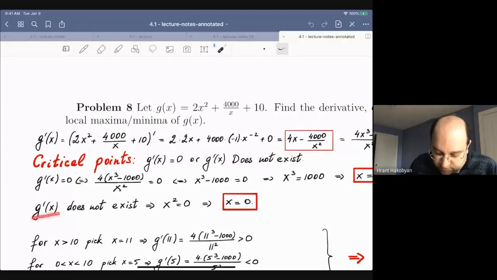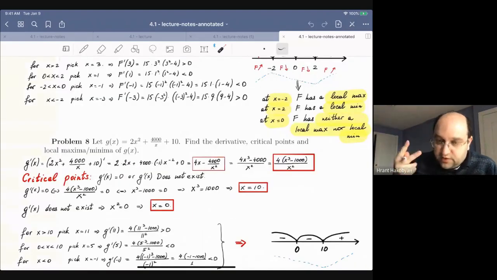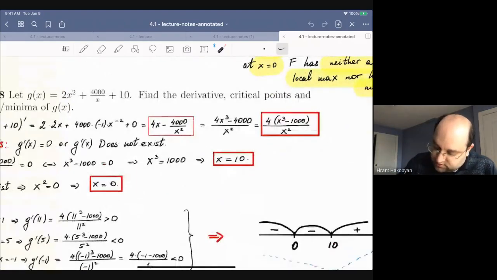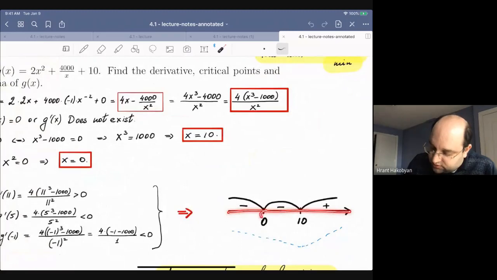Similarly, g prime of x does not exist. That means the denominator has to be equal to 0, so x has to be equal to 0. Okay? So then I have again the number line. I have two critical points in this case, 0 and 10, right? 0 and 10.